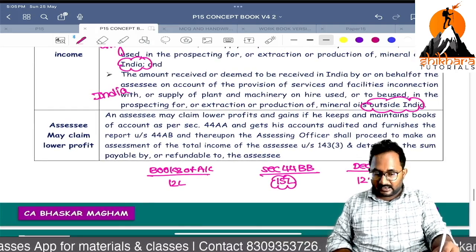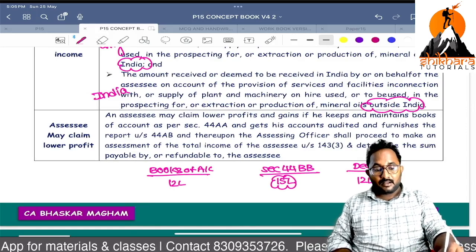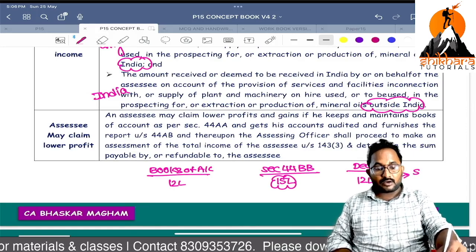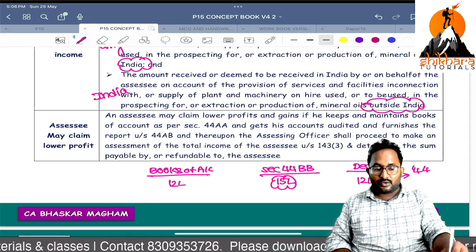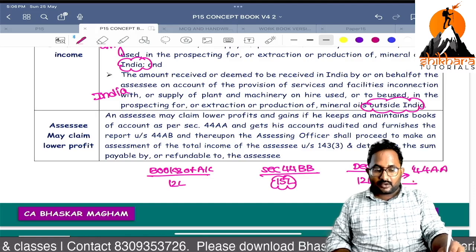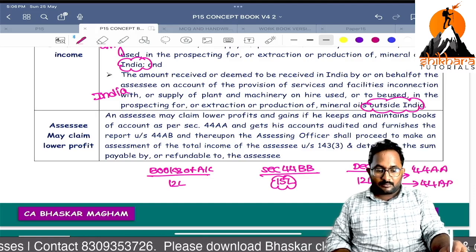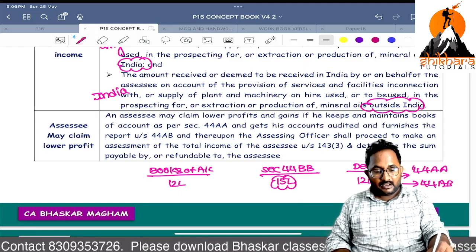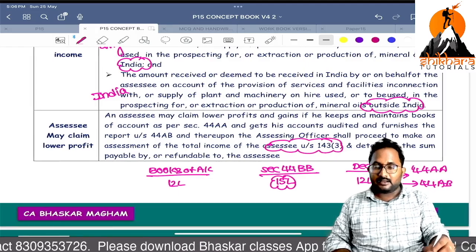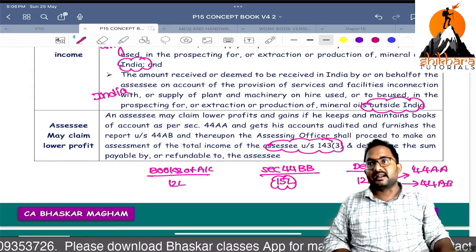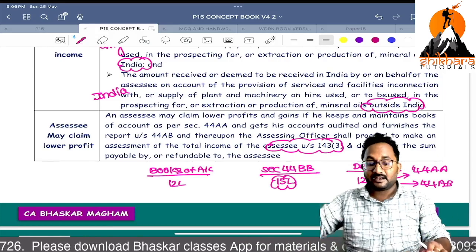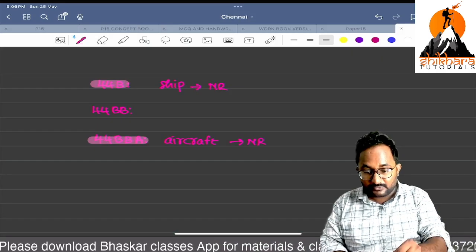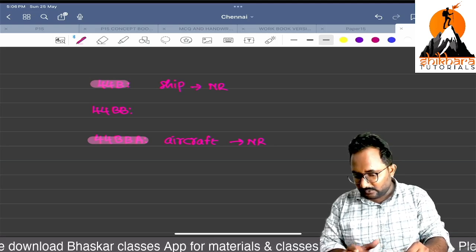Yes, you can declare lower than the presumptive income. On that occasion, you have to maintain what? Books of accounts and tax audit, if your income is more than the basic exemption limit, and automatically scrutiny assessment will be conducted for your file. But this option is not available for these two sections. So can you tell me what it is nothing but?